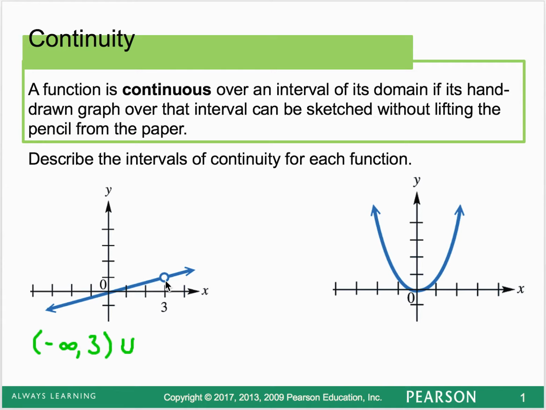Or on the other side of 3, so starting at 3, all the way to infinity. This one, if I'm thinking about the x's, I'm going along, an arrow, and it is continuous over its entire domain. So negative infinity to infinity. Okay, continuity.